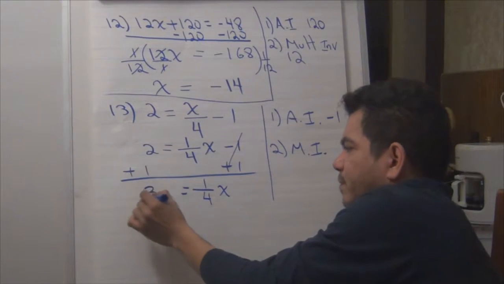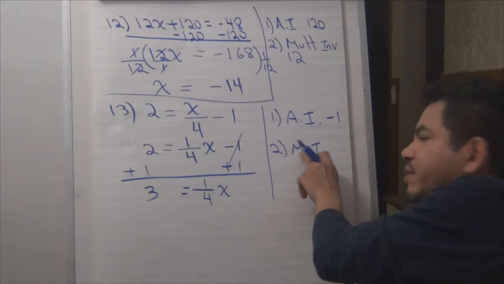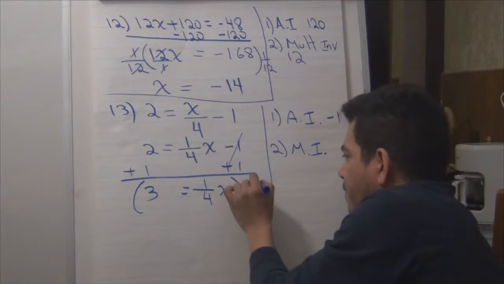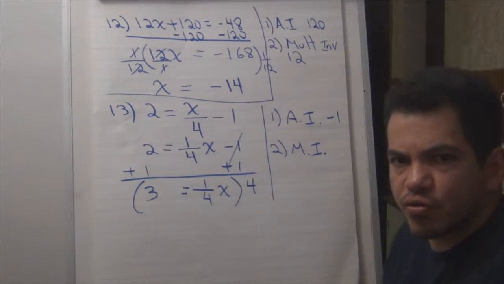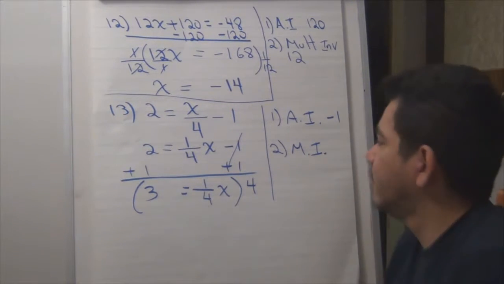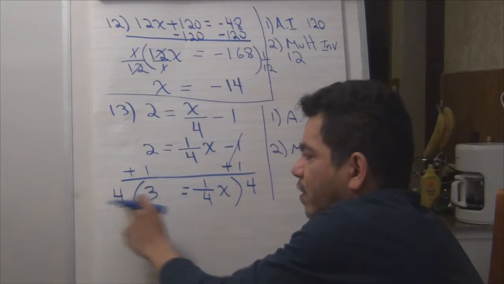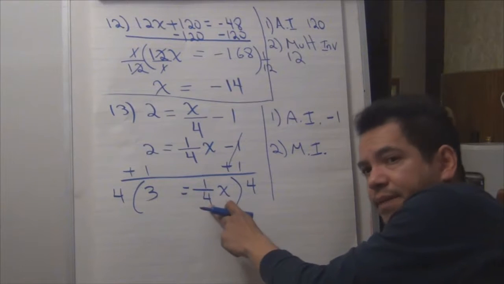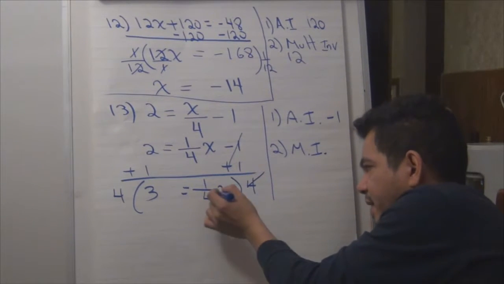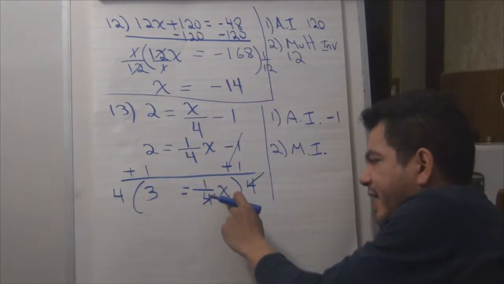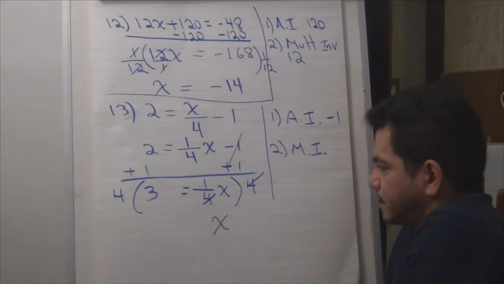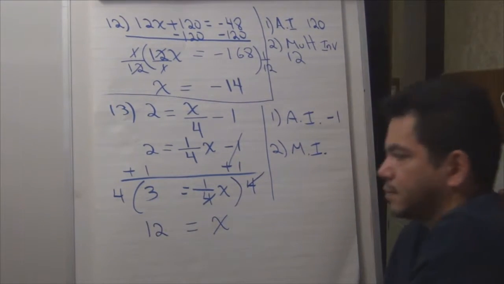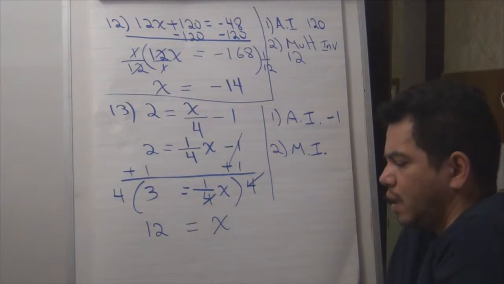2 plus 1, 3. Okay, and now we're going to use the multiplicative inverse. What is the multiplicative inverse of 1/4? 4 over 1. I don't write over 1, but I'm still saying it. So that's it. When you multiply and divide by the same number, what happens? They cancel out, leaving you with 1x. Okay? Good? Alright then.